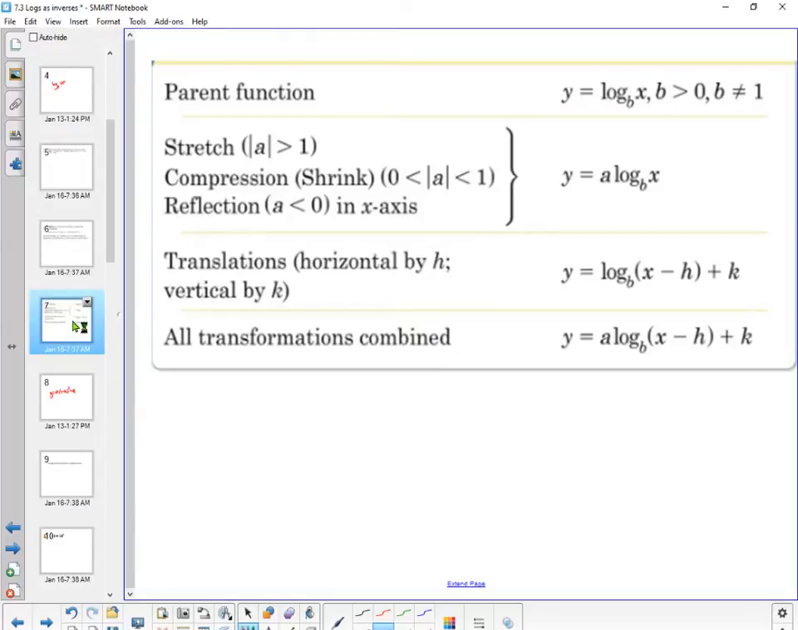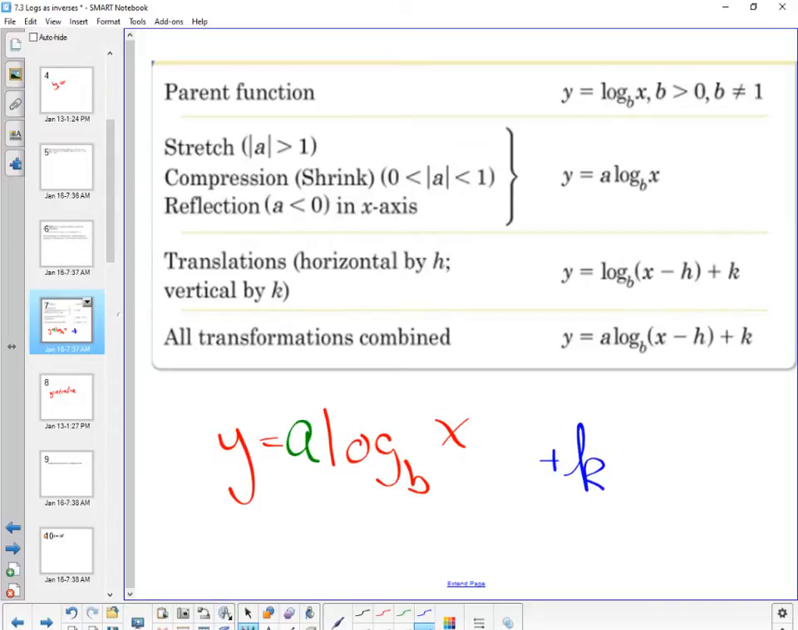So I want to write this for you. We've got y is equal to a log base b of x. What did a do before? What was the a value doing? It's a stretch or compression, right? We still have a. It's right here. Guess what that does to my log function? What did it do before? Guess what it does now? Stretch or compression. Let's put a plus k out here.